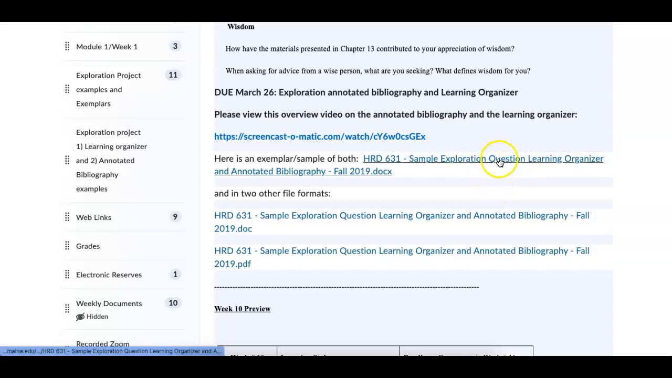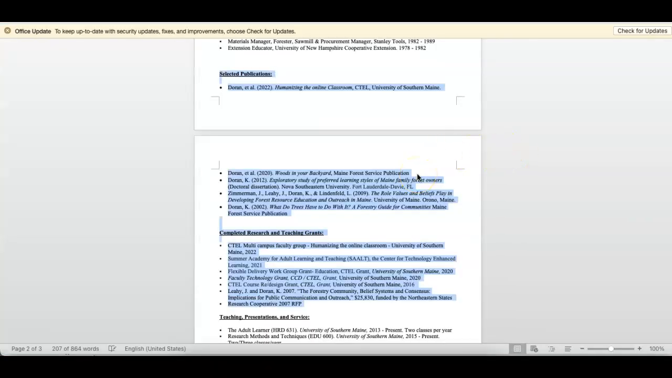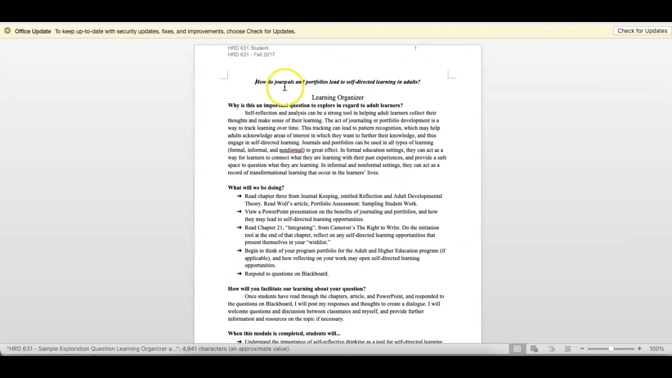So here's an example of a learning organizer and an annotated bibliography. So if you click on that, here is a learning organizer that was done by a student back in 2017. This was an exemplar, so you can follow the same format for your project. The learning organizer, I'd like you to submit both of these things together.